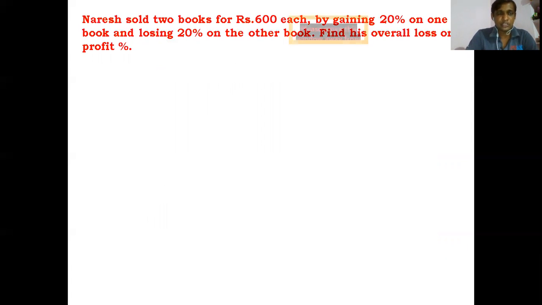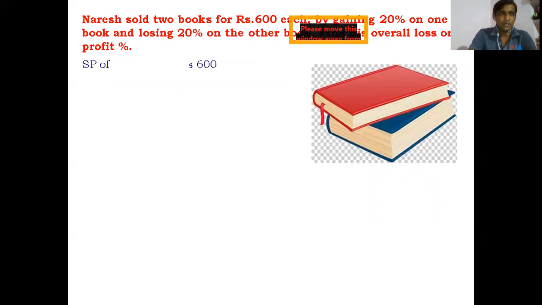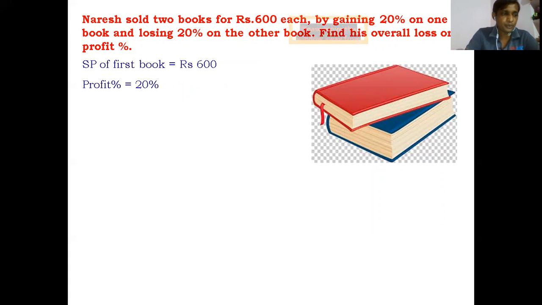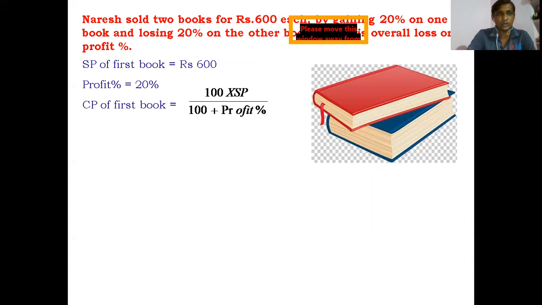Now the next question is: Naresh sold 2 books for rupees 600 each, gaining 20% profit on one and losing 20% on the other. On this overall transaction, whether he's going to get a profit or loss? If he's getting a profit, I need to calculate the profit percentage. If he's getting a loss, I need to calculate the loss percentage. So I'm going to calculate the first book separately and the second book separately. The selling price of the first book is 600 rupees, and the first book's profit percentage is 20%. Now the selling price is given and the profit percentage is given, so I have to calculate the cost price. The cost price of the first book is equal to SP into 100 by 100 plus profit percentage.